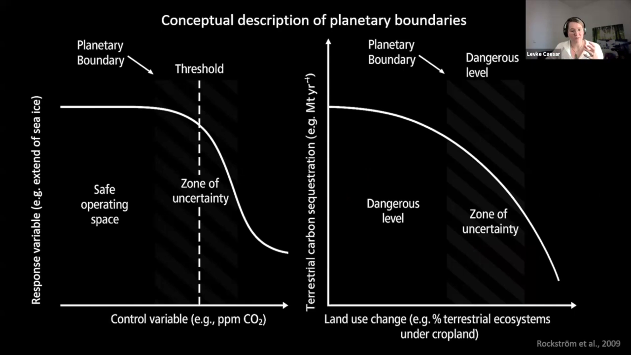And while these changes might not trigger a global tipping point on their own, they can definitely weaken Earth system resilience and increase the risk of tipping cascades in other domains, like then, for example, climate, when we look at the uptake of land from carbon, or biosphere integrity.